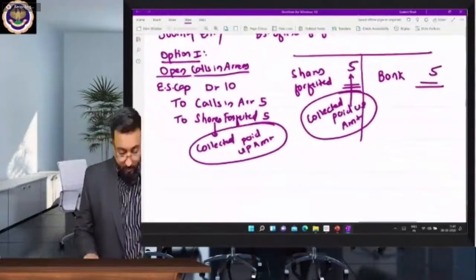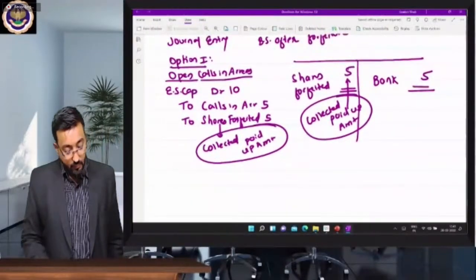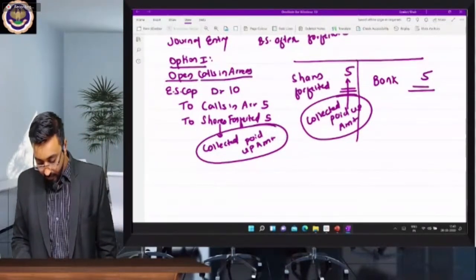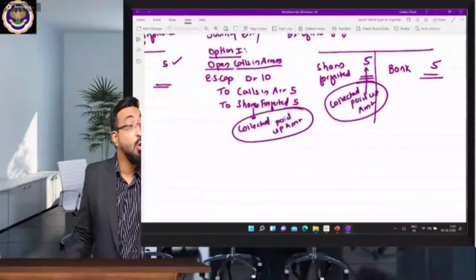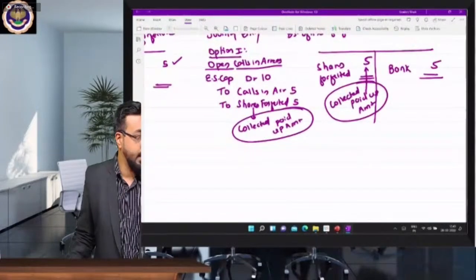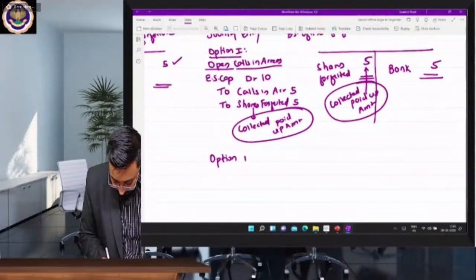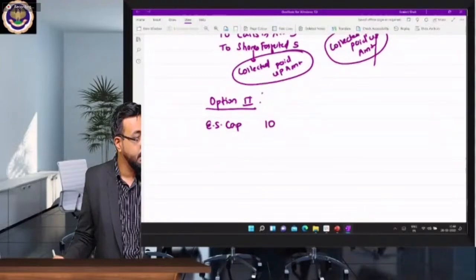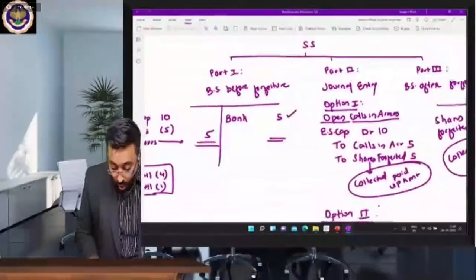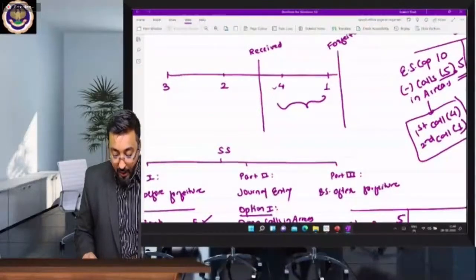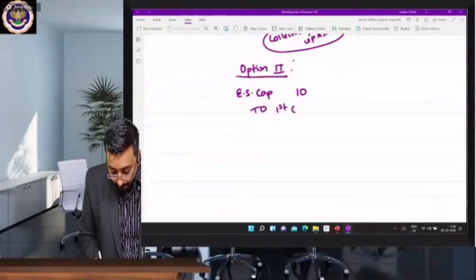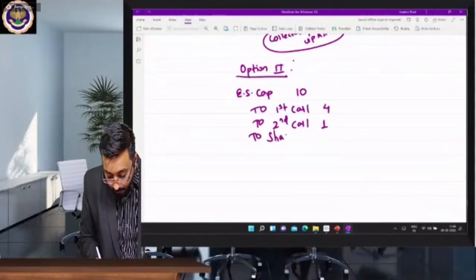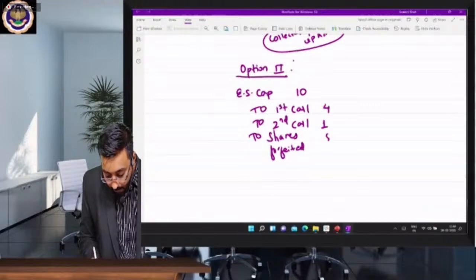Correct? See, after forfeiture, you are going to retain only one account which is called shares forfeited. Option number 2, you have equity share capital. You are going to cancel 10, to first call 4 and to second call 1. These accounts are also cancelled. And which account did you open? To shares forfeited. So simple.